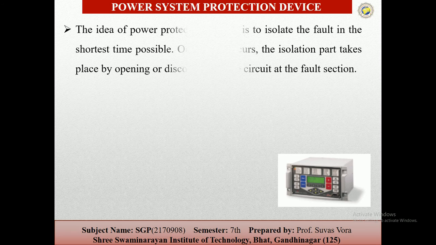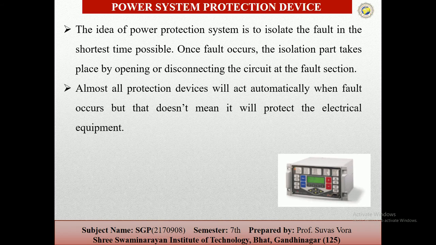You see, the idea of the power protection system is to isolate the fault in the shortest time possible. Once the fault occurs, the isolation takes place by opening or disconnecting the circuit at the faulty sections. Almost all protection devices will act automatically when the fault occurs, but that does not mean they protect the electrical equipment.